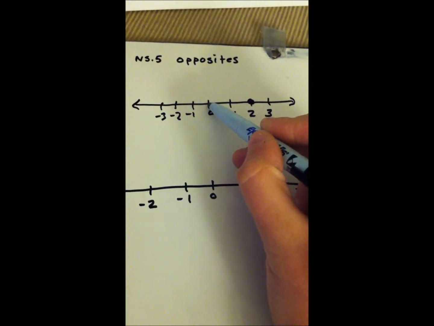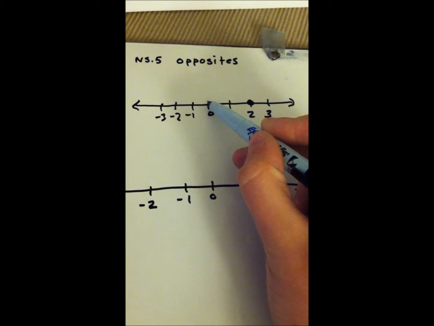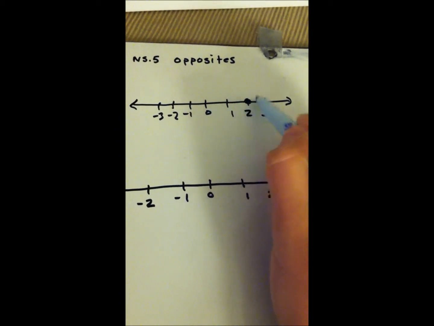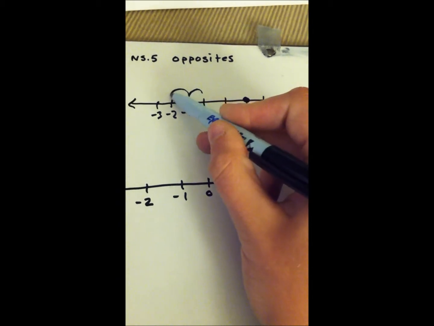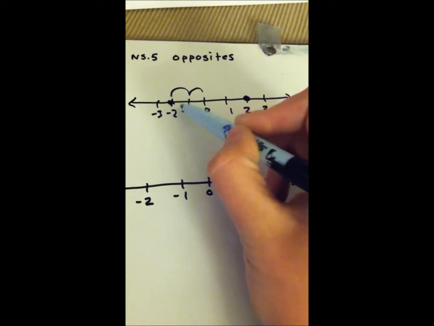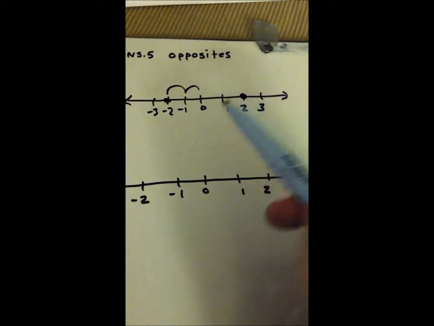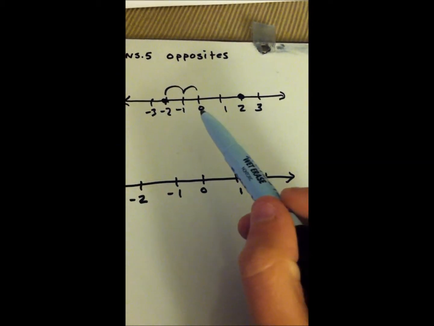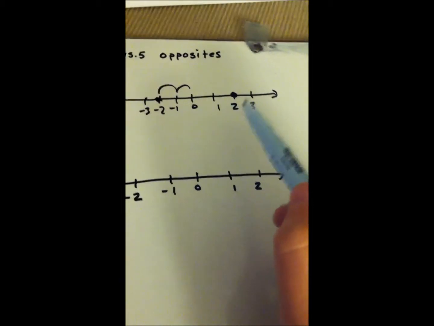Then I need to go the same distance in the opposite direction. So from 0 to here, I went to the right 2. So to find the opposite, I'm going to go to the left 2. And when I do that, my opposite point is at -2. Opposite points are points that are the same distance from 0, but in opposite directions.